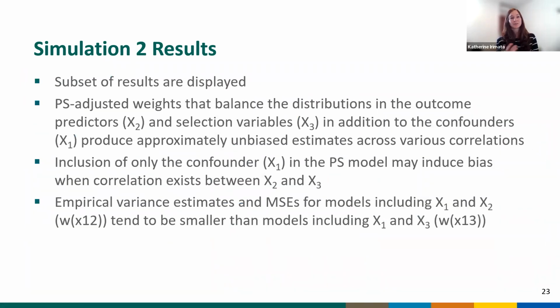And so these are some of the results that I just reviewed, but generally, even though only a subset of results are displayed, we see really consistent results across all of the simulation conditions, really emphasizing that when we have correlation, it's important to check which covariates have correlation, because that will impact what the best variables are that need to be accounted for in the propensity score model.